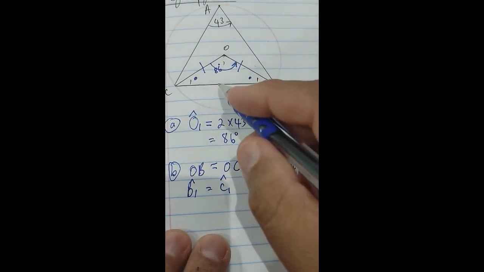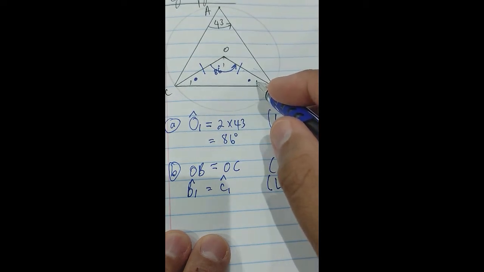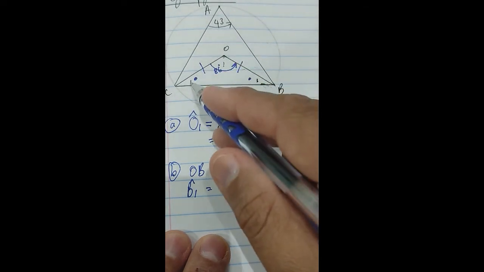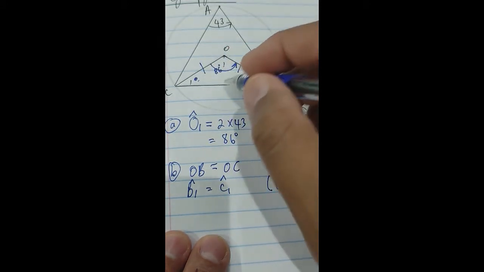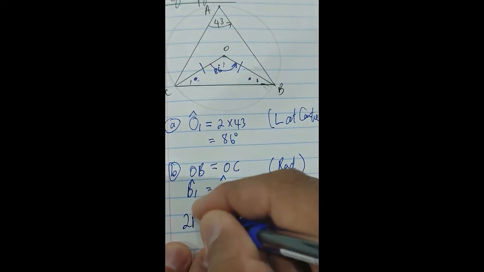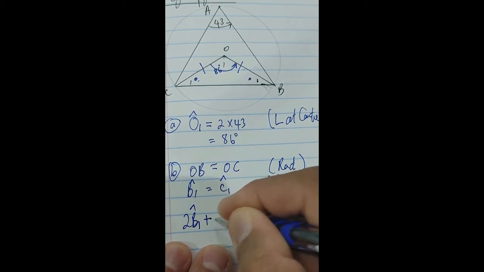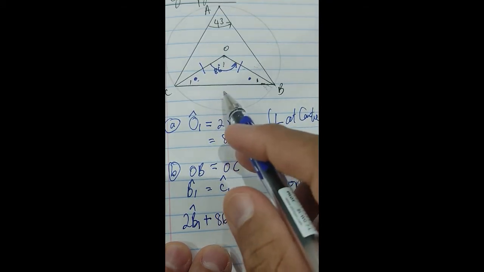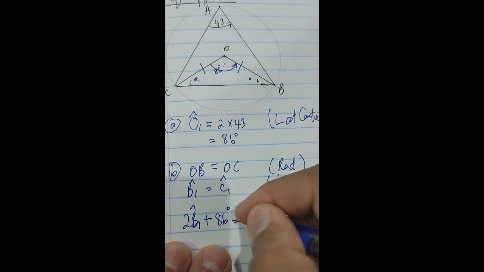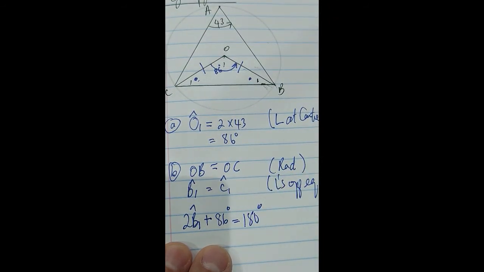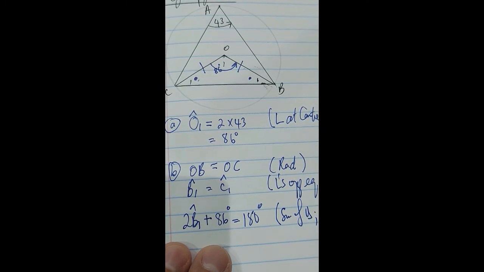Alright, so now we can say that B1 plus 86 plus C1. But remember, C1 and B1 is the same. So I'm going to rather say twice B1 plus 86. Why do I say twice B1? Because then I work with one variable only. And that's equal to 180 degrees. Why is it 180 degrees? Because it's the sum of angles in a triangle, and it's triangle COB.